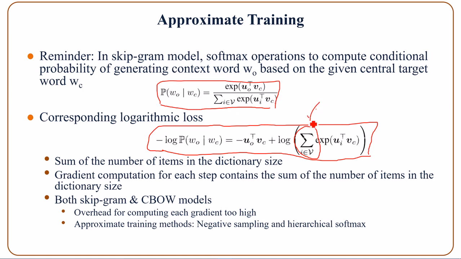Looking at the loss function, you can see there is a sum over the whole dictionary. This sum also appears in the derivative of the loss function. This happens in both the skip-gram and the CBOW models. So the overhead for computing the gradient is too high. That is why approximate training methods came into the picture, including the negative sampling and the hierarchical softmax methods.